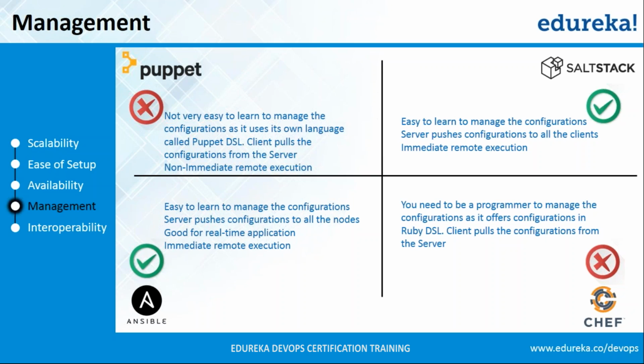So Puppet follows pull configuration, so does Chef. But when we talk about Ansible and SaltStack, both of them follow push configuration. Now Puppet is not easy to learn because it uses its own language called Puppet domain specific language. And since it is a new language, it is tough to understand. It is quite system administrator oriented. Now when we talk about SaltStack and Ansible, both of them use YAML, which is basically common English that we use in day-to-day life. For example, if I want to install something, I'll just write install and the name of the package or the name of the software that I want to install.